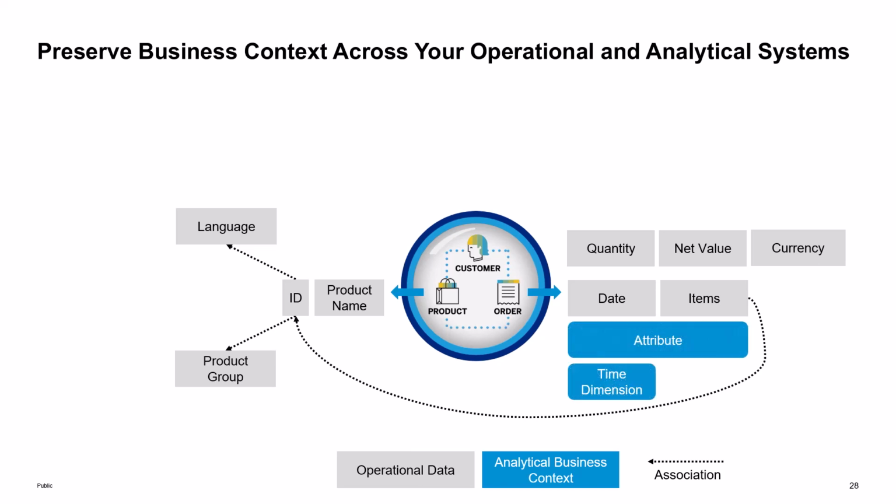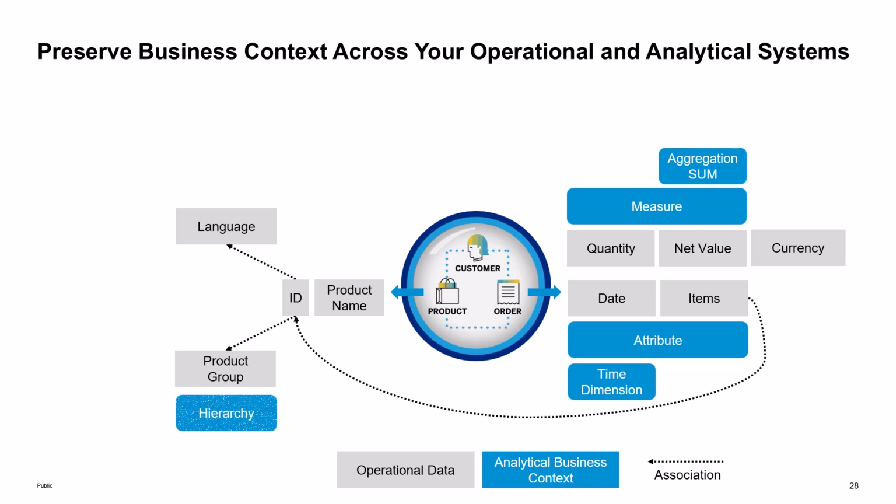And if you're talking about the analytical aspect of it, it's the definition that a date is a time aspect, that these are attributes, that these quantities and net values are measures, so key figures in a sense, which have some kind of aggregation behavior behind them, that you might have hierarchies, for example with product groups, and that the ID and the description are IDs and descriptions, right?